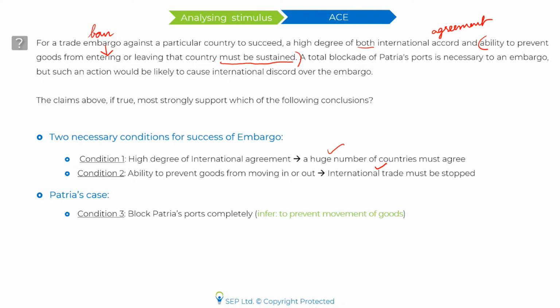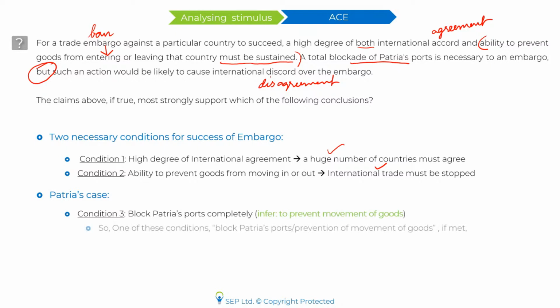So a total blockade is necessary to an embargo, but, so there is a shift in thought here. Such an action, which action? Blocking Patria's ports, would be likely, that means there's a chance, to cause international discord. What is discord? Discord is disagreement. So there will be a lack of this high degree of agreement because there would be discord.